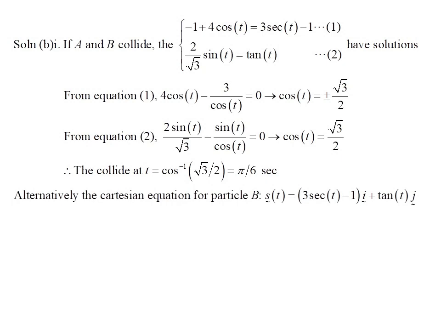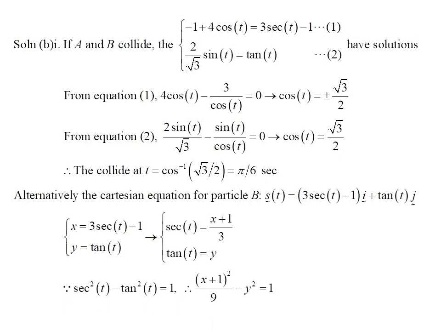Alternatively, we may find their collision times through Cartesian equations. In a similar manner, we establish the Cartesian equation for particle B by setting x equals 3 sec t minus 1 and y equals tangent t. Since the square of sec t minus the square of tangent t equals 1, we have the Cartesian equation for particle B: (x plus 1) squared over 9 minus y squared equals 1.